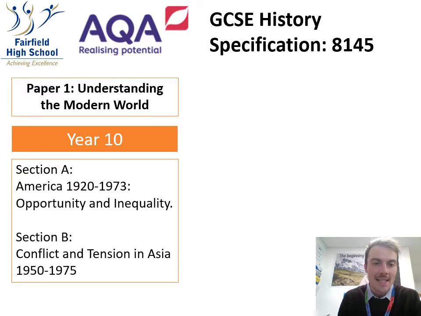And then the second section, Section B, is called Conflict and Tension in Asia, which is a study of the Korean War and then the Vietnam War as well.